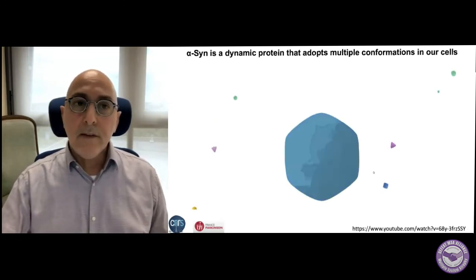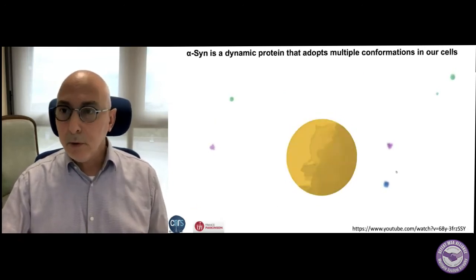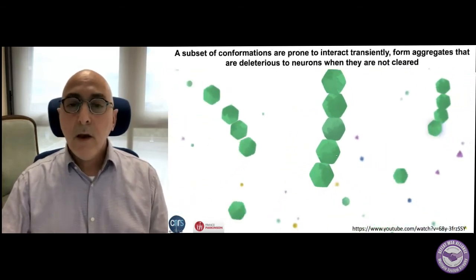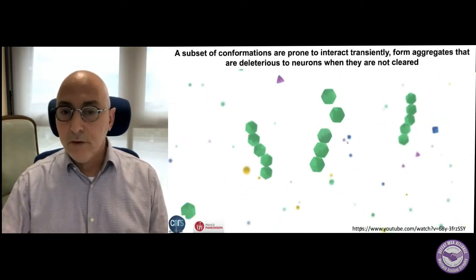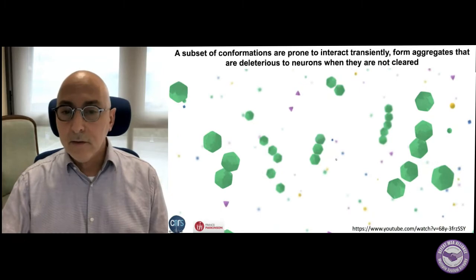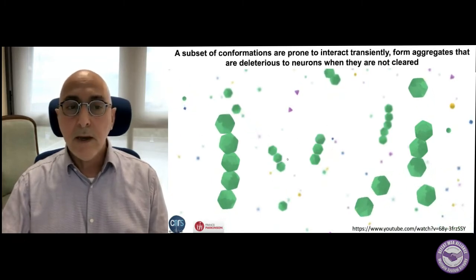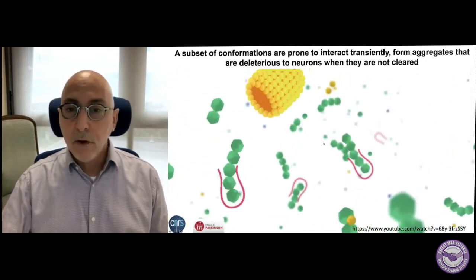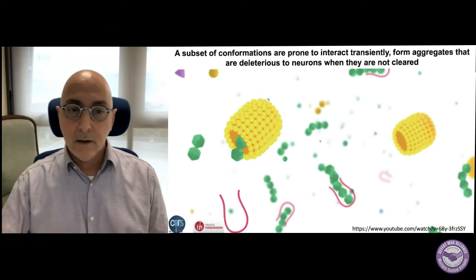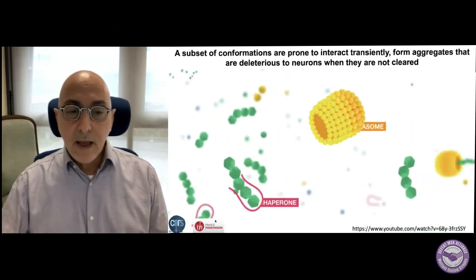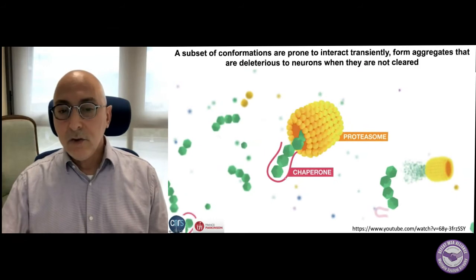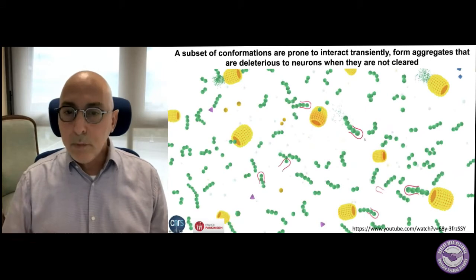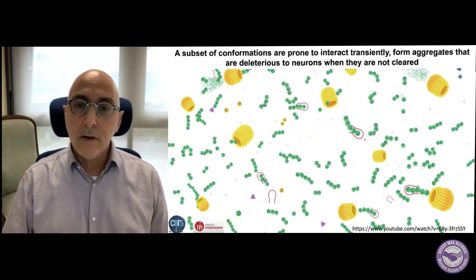So alpha-synuclein is a dynamic protein that adopts multiple conformations in our cells. One of these conformations can interact with molecules in the same conformation to form aggregates. And these aggregates are dynamic. They form and dissociate, as shown in this video that I made with Franz Parkinson to explain disease progression. These aggregates are taken in charge by molecular chaperones and are degraded by the proteasome. And there is an equilibrium between the formation of these aggregates and their degradation.